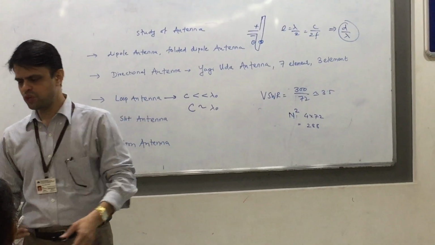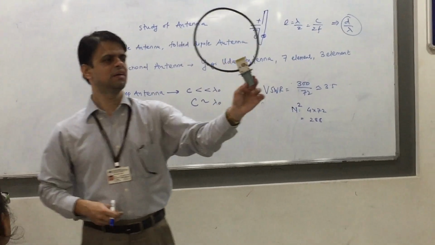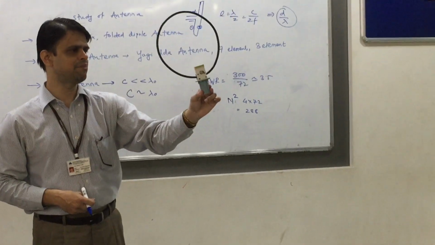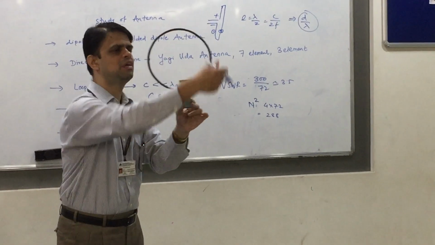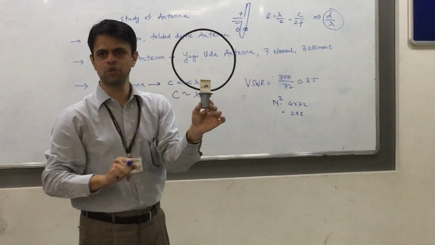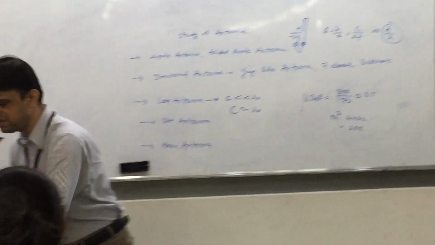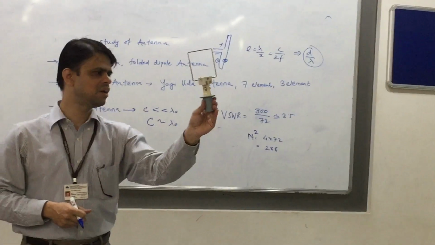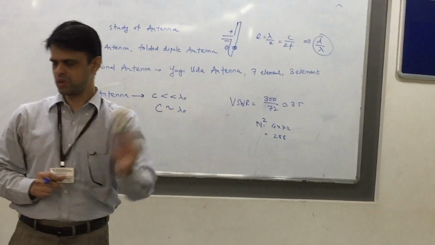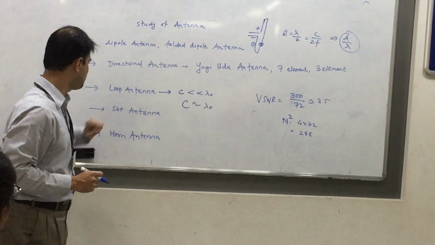And here, what you are going to do is equate the length of the loop circumference to lambda by 2 and calculate the frequency, like for the dipole. Same thing you are going to do for a rectangular or square loop antenna. Okay, so this is a loop antenna.